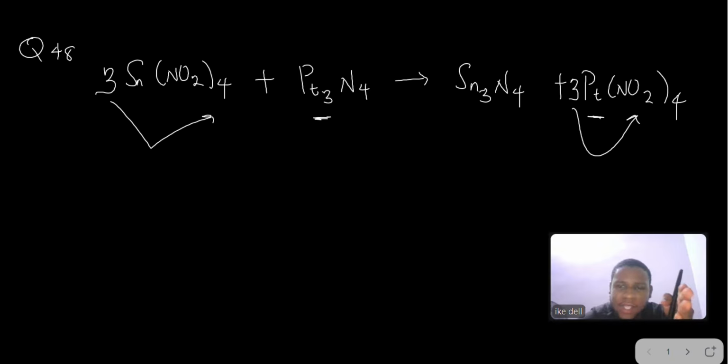Now that 3 I've placed on the left hand side has made my Sn to be how many? 3. And on the right hand side, the product side, my Sn is also 3. So it means that my stannum is balanced. Right, so since the tin is already balanced and my platinum is already balanced, my nitrite area is balanced. Everything looks good. The nitrogen standing alone is also fine. So this should be the end of it.